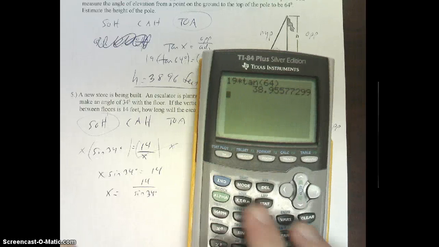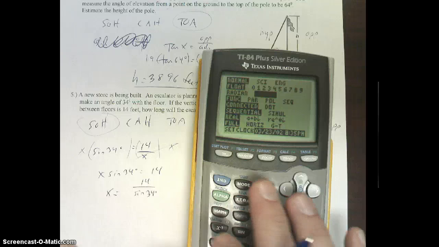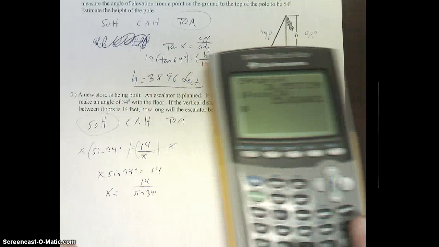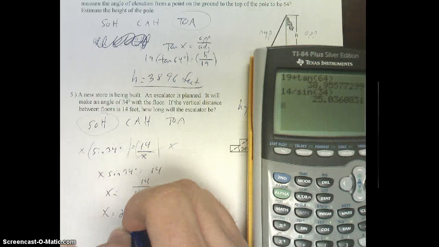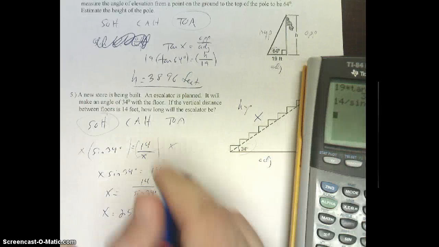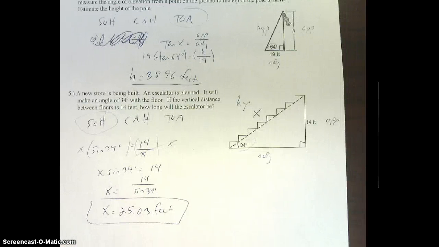So using my calculator, I'm going to double check again to make sure my mode is in degree mode, which I am. Okay. I'm going to type in 14 divided by sine 34 degrees, 25.03. We're talking about feet here, I believe. Okay. So there are two applications right there of the trigonometric ratios.